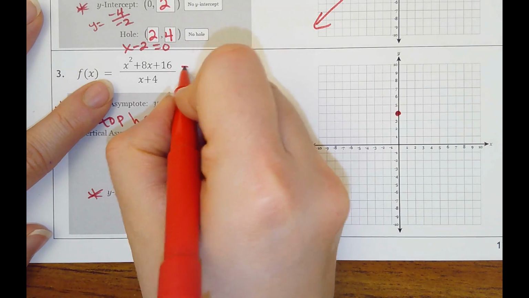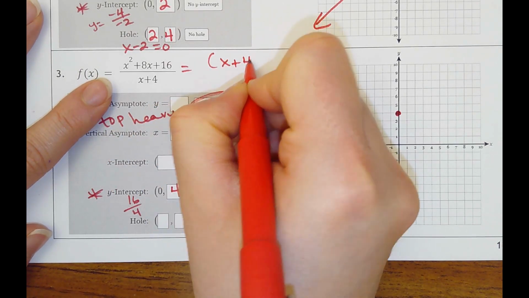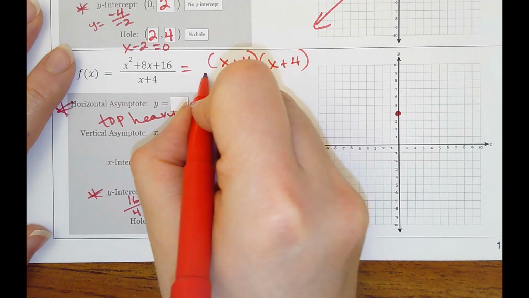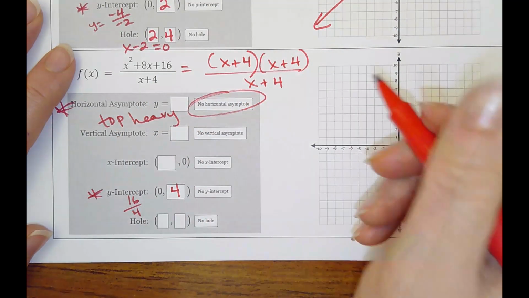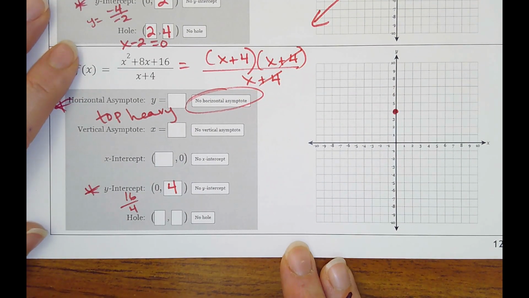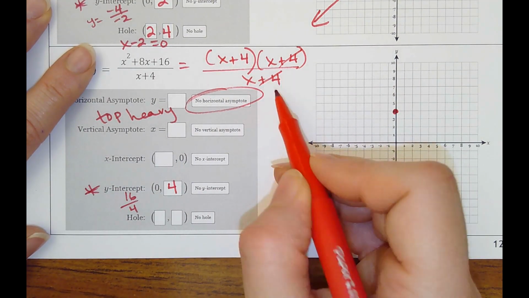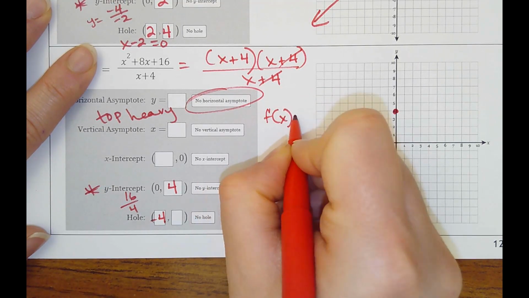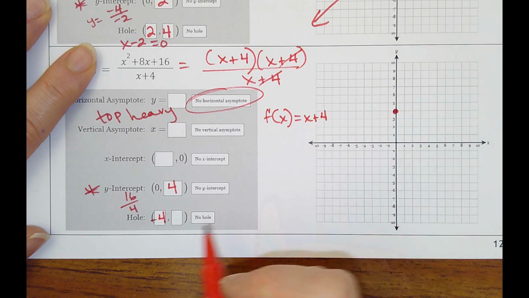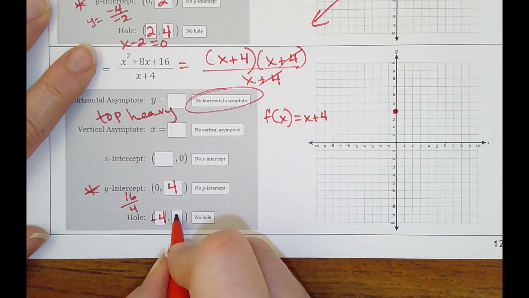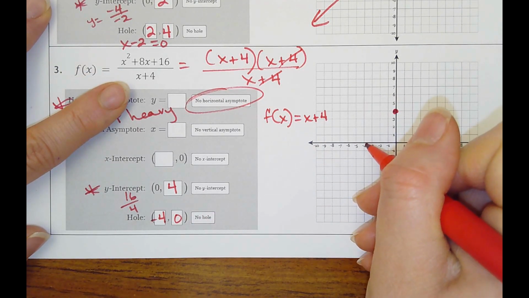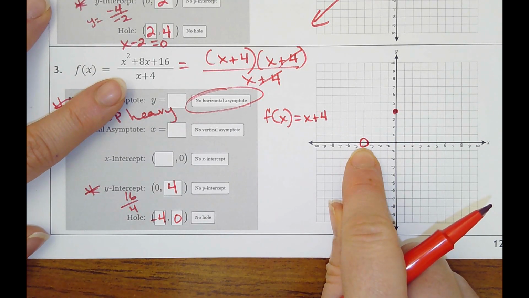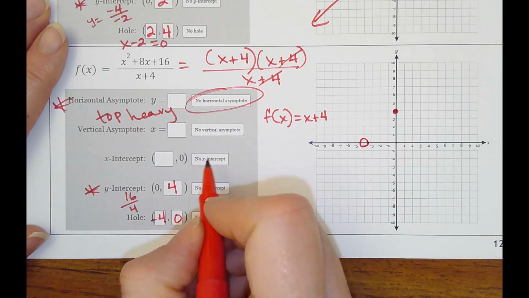Okay, factor. I feel like we had one like this. So that'd be x plus 4 times x plus 4 over x plus 4. X plus 4's cancel. So that's going to give me a hole at -4. My new function is actually x plus 4. Plug in -4 plus 4. That's a 0. So that's my hole. That also ends up being my x-intercept. And so there is not going to be one.